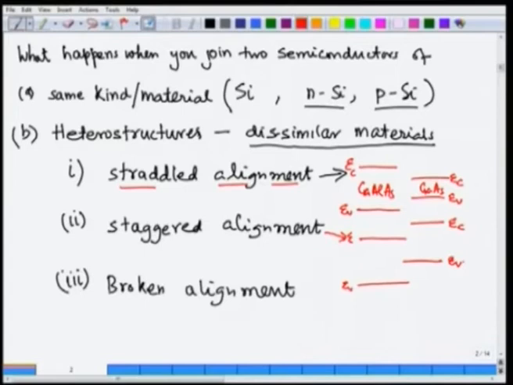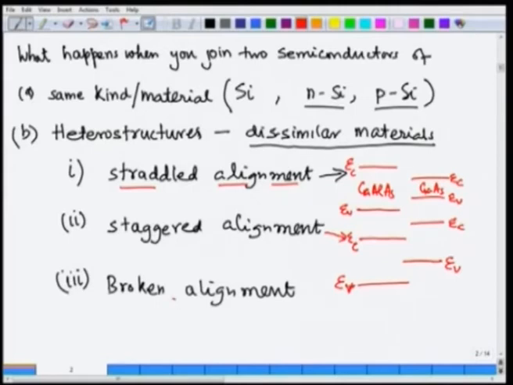In this case, notice this is EC and this is EV, maybe I write a little bigger here, EV. This is EC and EV of two materials. You can see in this particular case, this is the band gap of one material, this is the band gap of the second material, but the EC and EV alignment is such that the two materials are staggered in their energies. An example of this would be gallium, well, I will give you another example a little later.